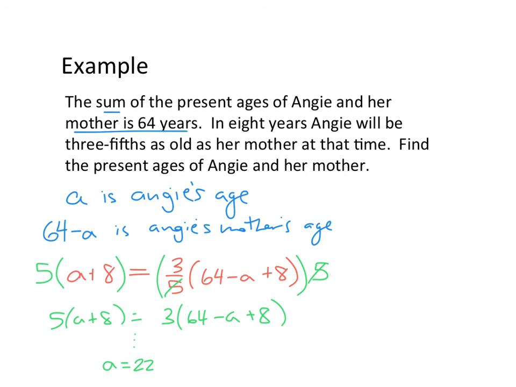One last comment, though, would be to say, make sure you answer the question. It says find the present ages of Angie and her mother. So we would want to summarize by saying Angie is 22 and her mother, we actually have to answer that as well. So well, we know that the sum of their ages is 64, so she must be 42.